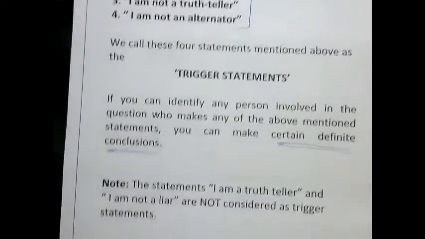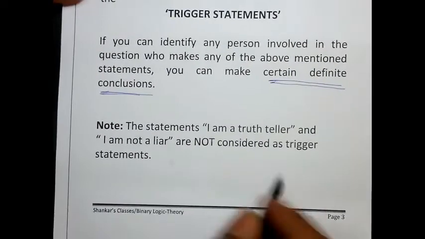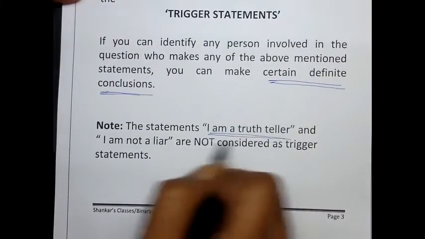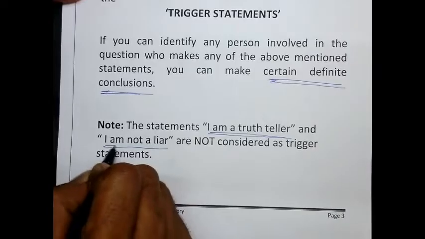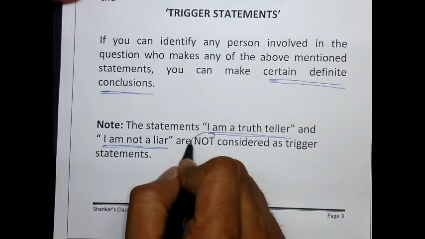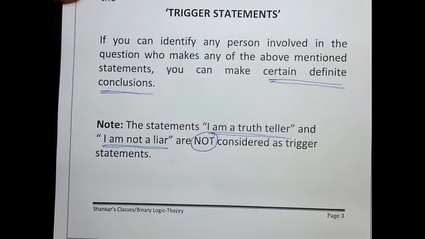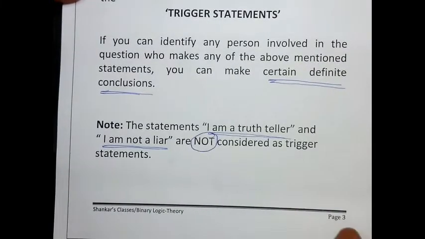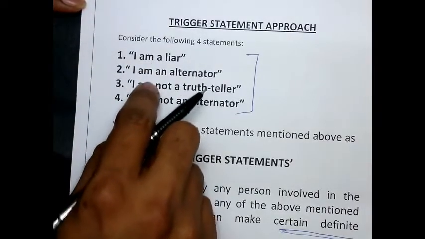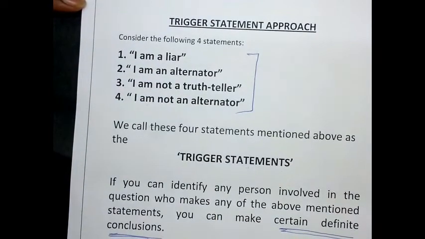Kindly note the statements like I am a truth teller or the statement I am not a liar. These two statements are not considered as trigger statements. Kindly note it again. Only one among these four statements, if it is present in the question, then you can proceed by using the trigger statement method.